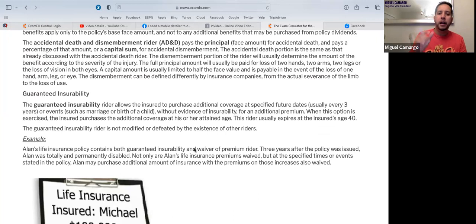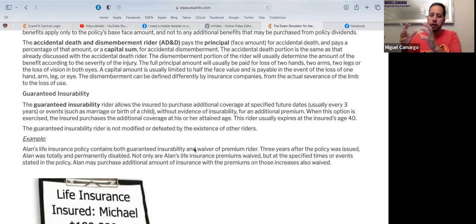Guaranteed insurability allows the clients, this is the rider, I'm going to give you the bullet points for this. It allows the client to increase their coverage at future dates. And these are the examples. It's generally every three years, and that's for such events as marriage and birth of a child. So guaranteed insurability allows you to increase coverage without any evidence of insurability, so you don't have to go through any medical questions.